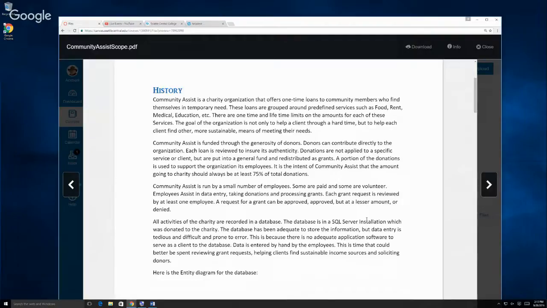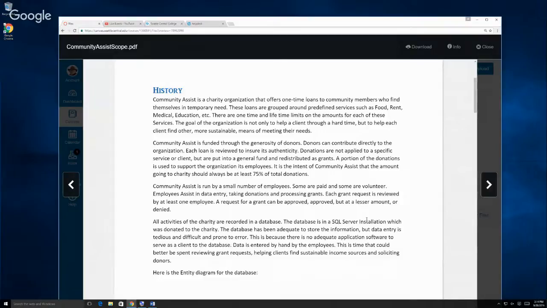The goal of the organization is not only to help the client through a hard time, but to help them find better funding sources, so that they can meet their needs. It's funded through donors, and donors can contribute directly to the organization. Each loan, so each grant, is reviewed to ensure its authenticity. Donations are not applied to specific services or clients, right? So they just go into a general fund.